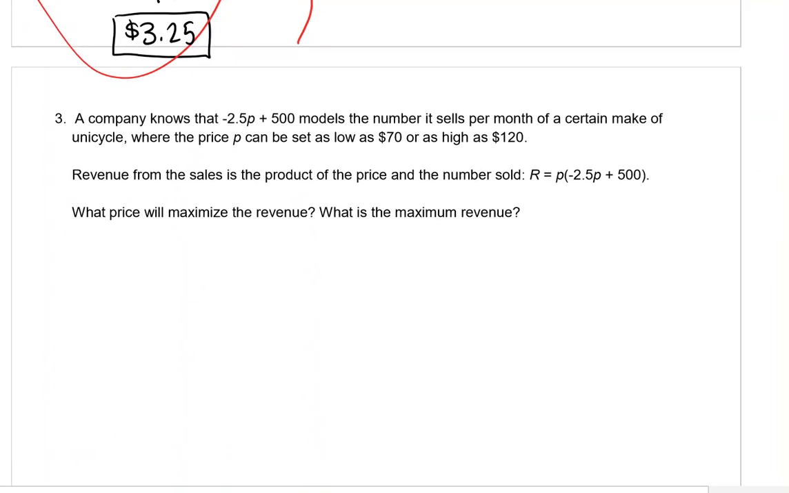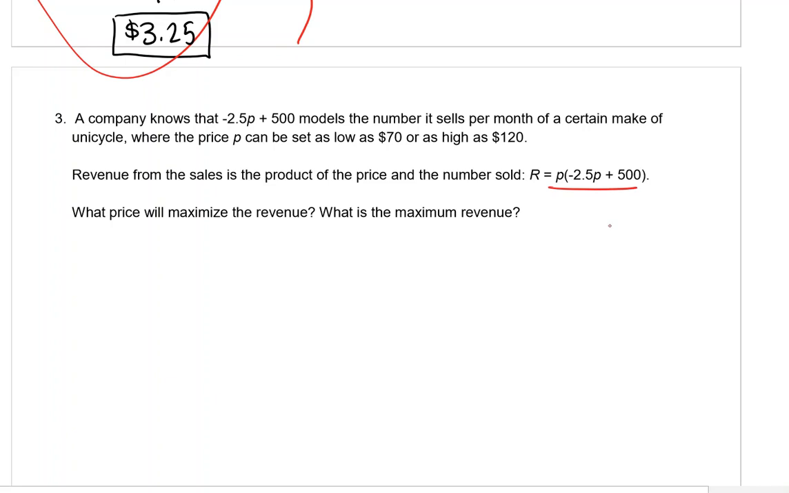A company knows that negative 2.5p plus 500 models the number it sells per month of a certain unicycle, where p is the price, can be set as low as 70 or as high as 120. Revenue from the sales of the product is the product times the number sold. R equals p times negative 2.5p plus 500. What price will maximize the revenue? What is the maximum revenue?